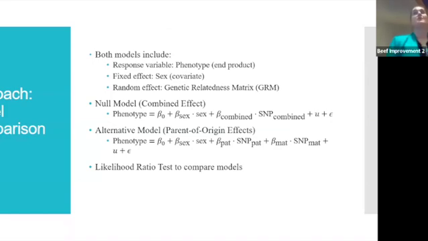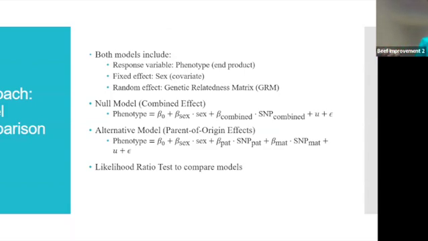And so then I ran 2 different models, my null model and my alternate model. Both models included a response variable, of course, phenotype. In this case, it was carcass characteristics, which I'll show you all later. Fixed effects of sex as a covariate, and then a random effect of their genetic relationship matrix, because some of these animals were related, so that helped me control for that relatedness.